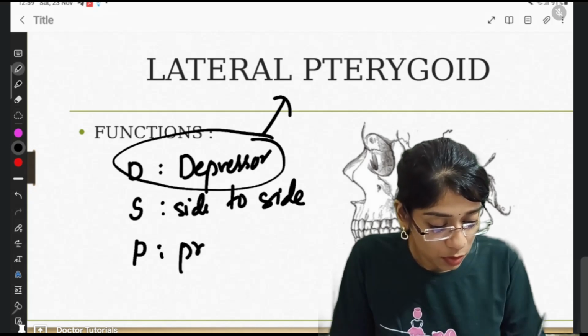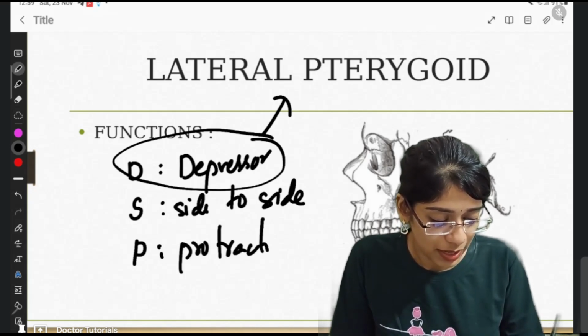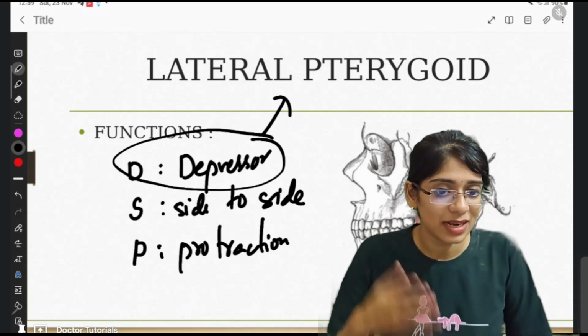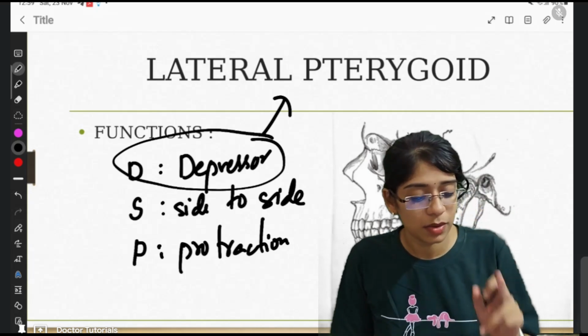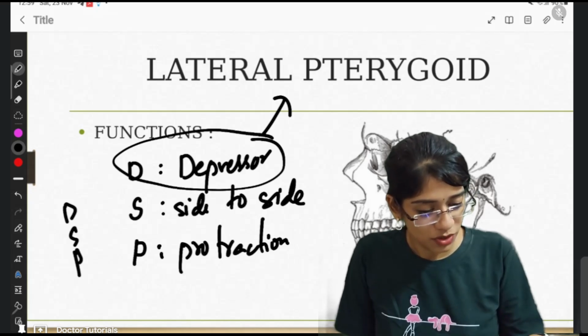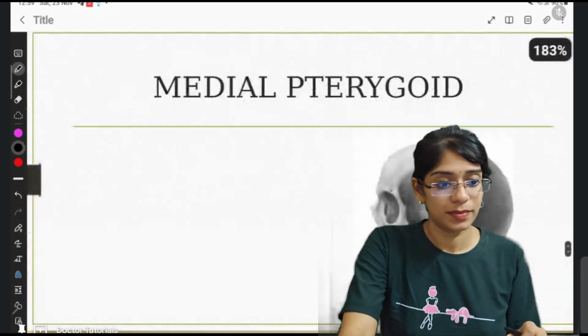P is for protraction, okay? Protraction, like this. This is protraction. So that also is done by lateral pterygoid. So you remember the code DSP. Alright, okay, moving on to medial pterygoid.